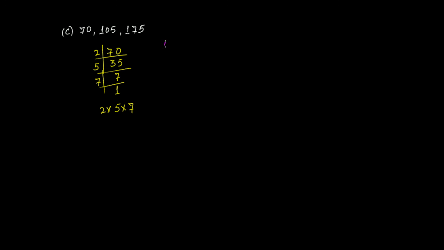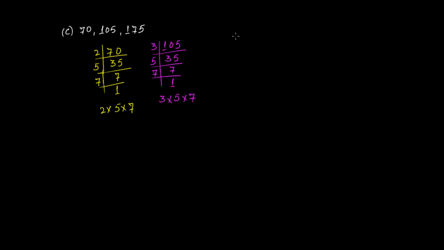Now come to 105. If you do the prime factorization of 105, it will be divided by 3, so this is 3 and then 5, then you have 5 and then 7 and then 1. So the prime factorization of 105 will be 3 times 5 times 7. This is the prime factorization.